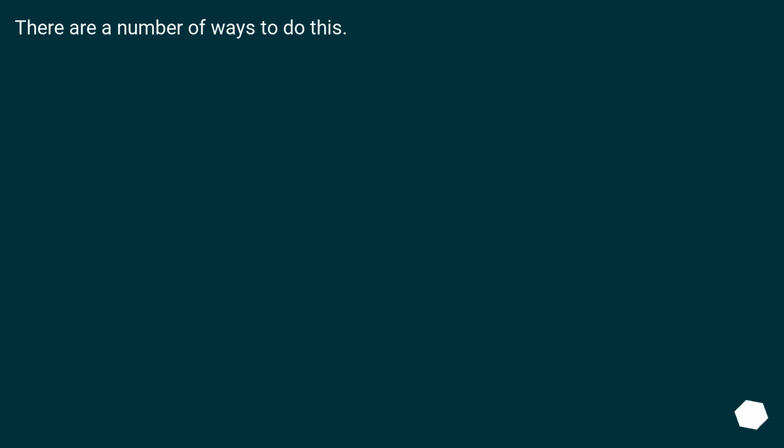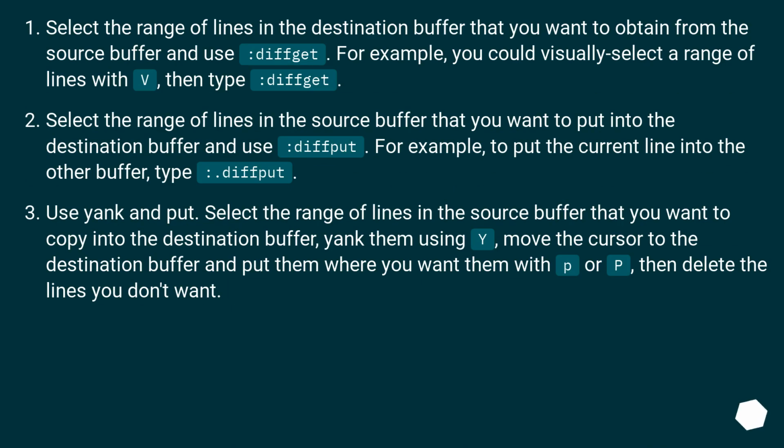There are a number of ways to do this. Select the range of lines in the destination buffer that you want to obtain from the source buffer and use :diffget. For example, you could visually select a range of lines with v, then type :diffget. Select the range of lines in the source buffer that you want to put into the destination buffer and use :diffput. For example, to put the current line into the other buffer, type :diffput.